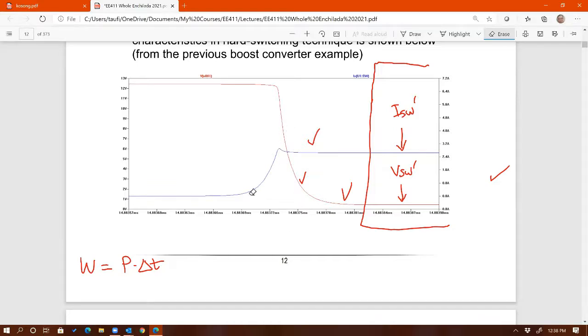In order for current to change, voltage has to stay the same because there is no other path for the voltage to fall. I know it's kind of hard to understand right now, but to answer your question, let's wait until we talk about snubber. Okay.